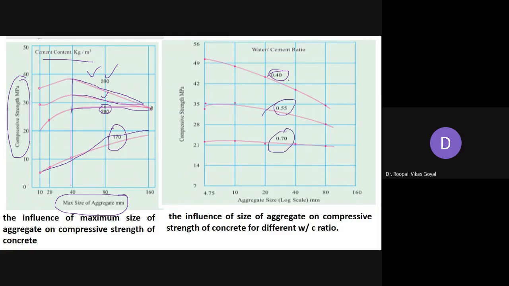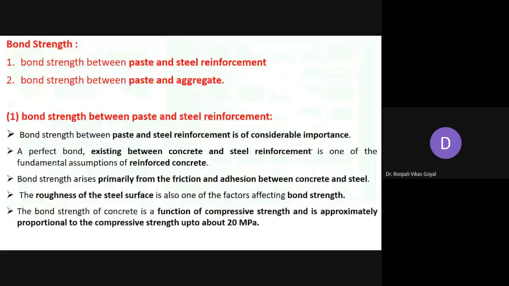there is a maximum impact on low water cement ratio. There is a continuous decrease as the size is increasing. So it is affecting the lower water cement ratio more as compared to the higher water cement ratio. In higher water cement ratio there is a reduction in strength too, but it's very little as compared to low water cement ratio.